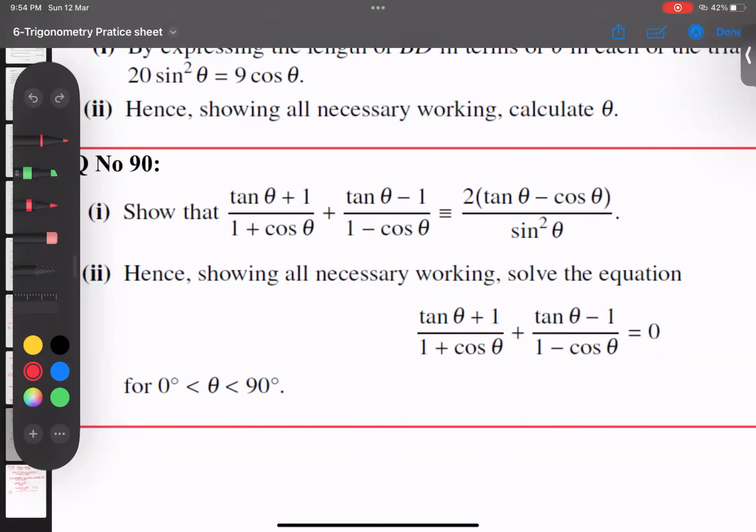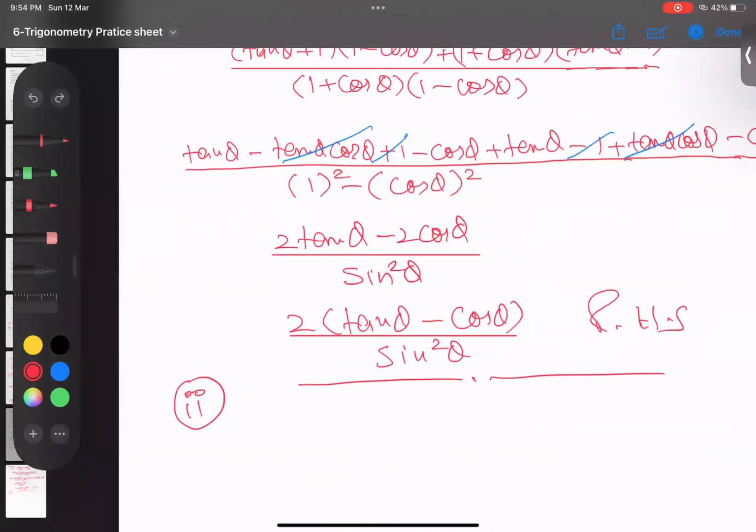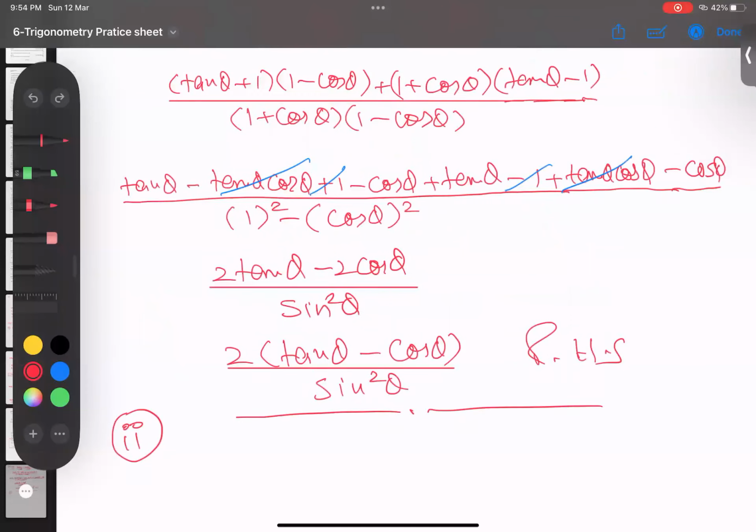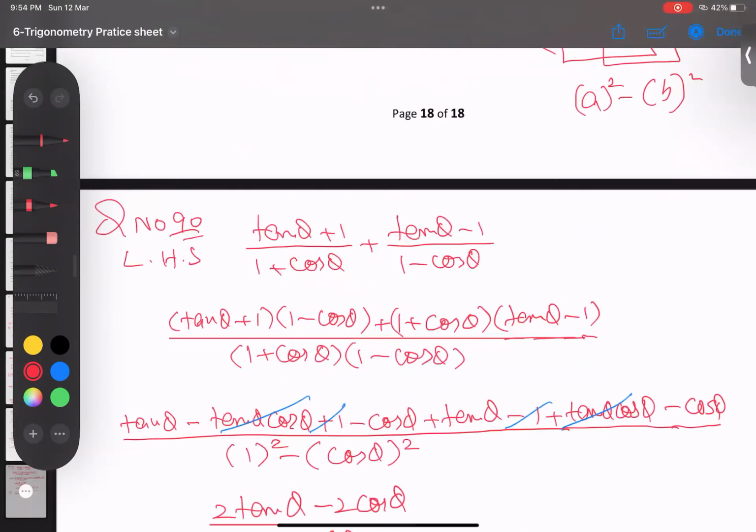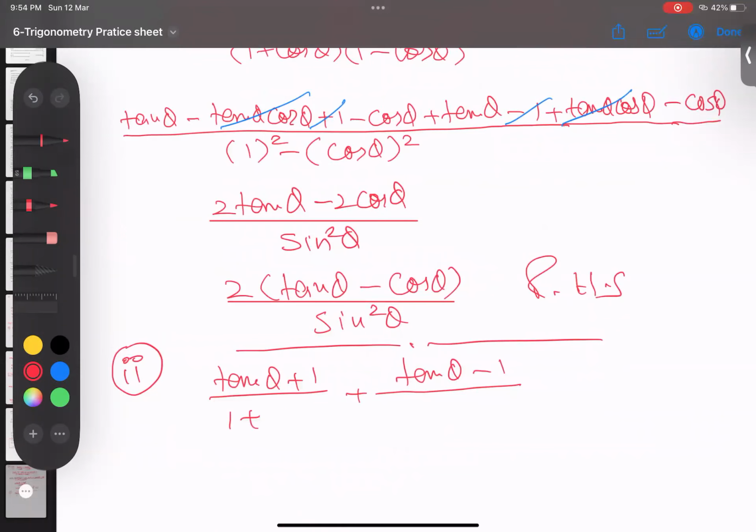So let's start, because I proved that first connection that this is equal to that one. So it means that this is, I'm going to copy it here. So let's start. So now I'm going to do what question was given by him: tan theta plus 1, and tan theta minus 1, okay, divided by 1 plus cos and 1 minus cos, is equal to 0.